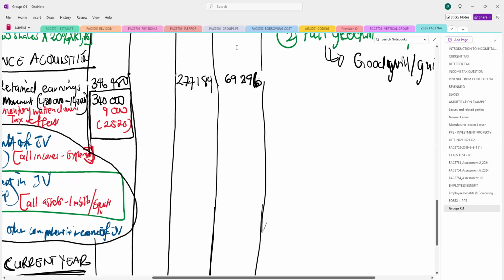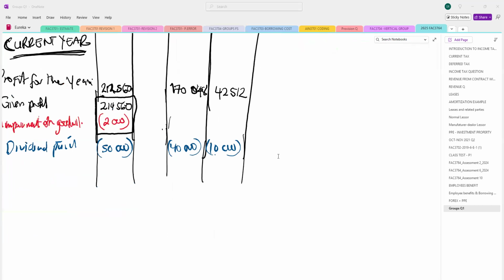Then we're going to have the profit for the year. So plus 42,512. This is going to give me 18 blah blah blah minus 10,000. Okay, how much are we getting? Because I'm seeing an amount here that is different from mine.